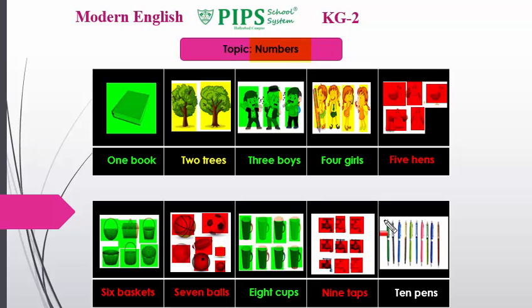How many pens are there? Count with me. 1, 2, 3, 4, 5, 6, 7, 8, 9 and 10. There are 10 pens.